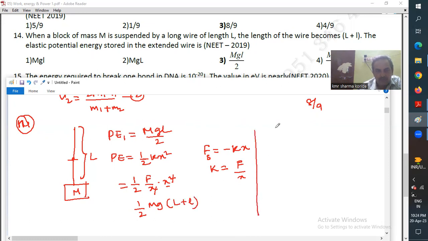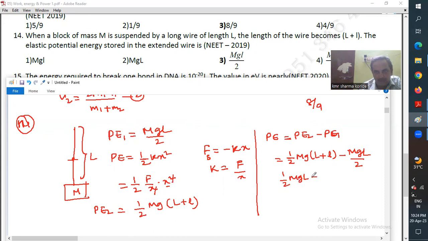Now we are talking about potential energy difference only. This you call the final potential energy. So the potential energy difference is equal to PE2 minus PE1. PE2 is half mg of (L plus l), minus mgL by 2. So this expands to half of mg with capital L plus mgl by 2, minus mgL by 2. These two get cancelled. So this is the answer, and the third option is correct.